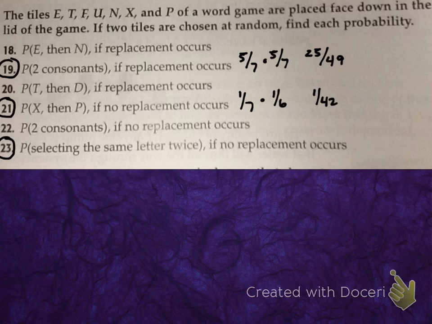And 23, I think, is 0. Because there's no double letters, are there? And so if you grab a U with no replacement, how in the world are you going to grab another U? To me, that makes no sense. So I'm just going to go with 0 on that one.